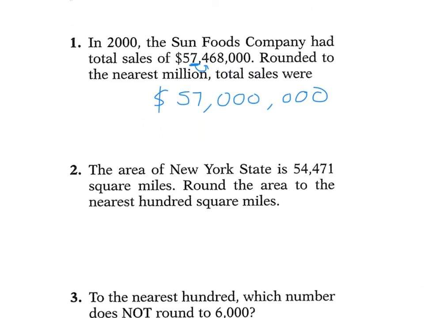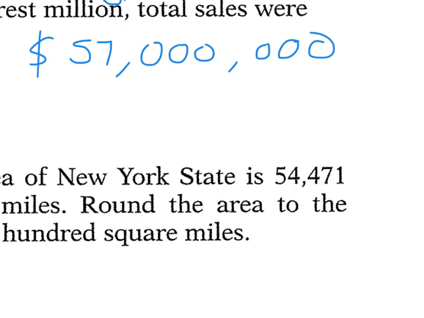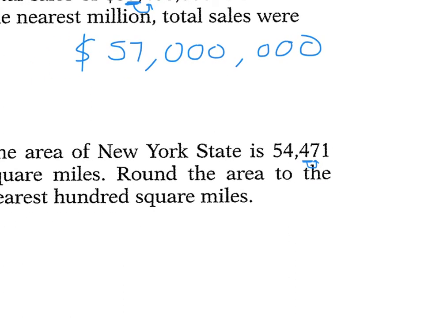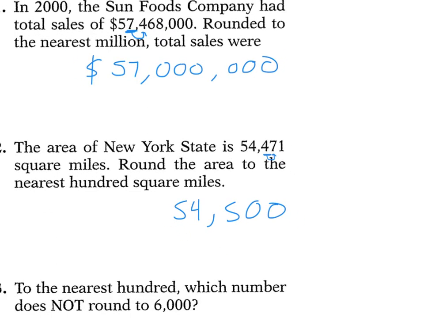The area of New York State is 54,471 square miles. Round the area to the nearest 100 square miles. So our 100 would be this place, and we're looking at the 7. So since 7 is greater than 5, we round up. Everything to the left stays the same, so we have 54,000, and the 4 becomes a 5. So we have 54,500 square miles.